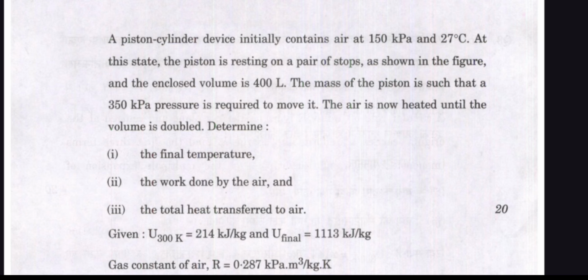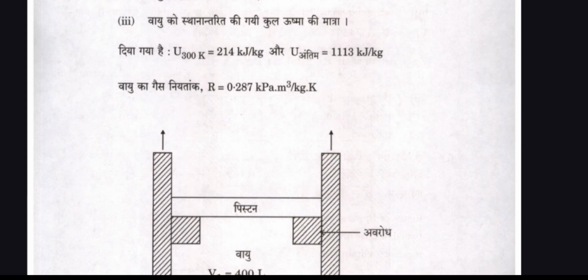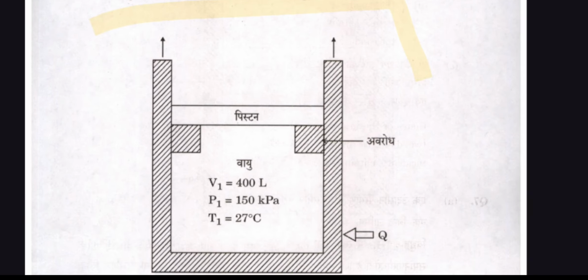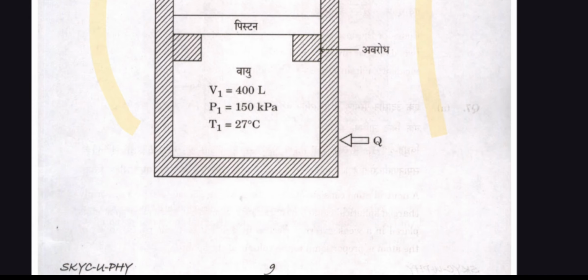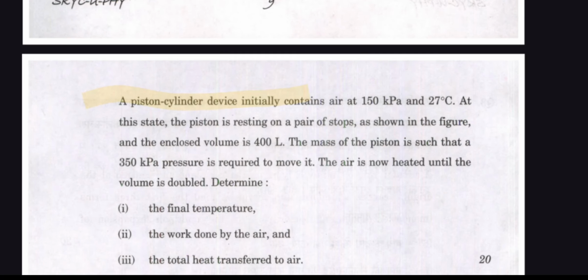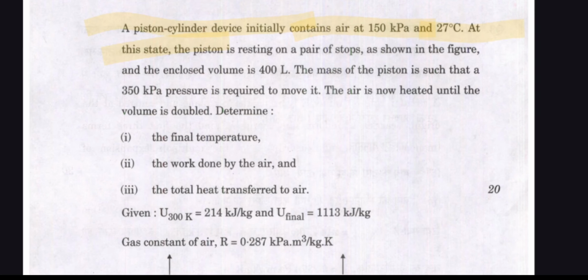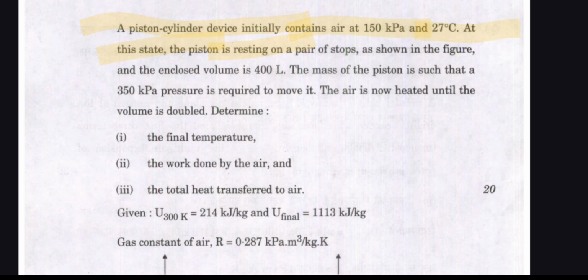So here is a piston-cylinder device. You see this is the piston device. Go through the question. It contains air at 115 kPa and 27 degrees Celsius. At this state, the piston is resting on a pair of stops, as shown in the figure, and the enclosed volume is 40 liters.